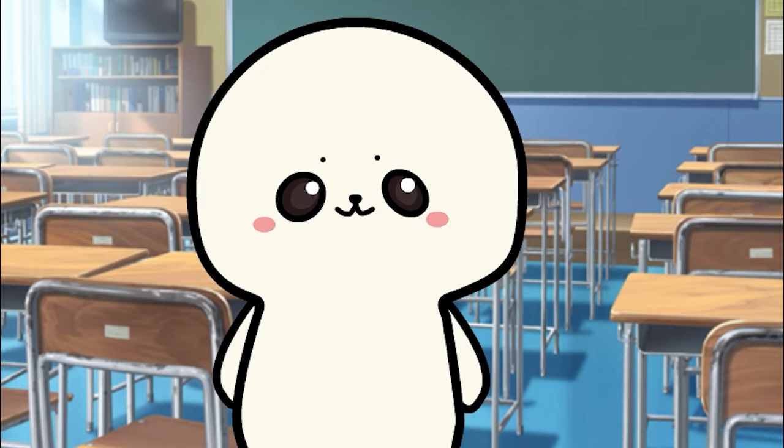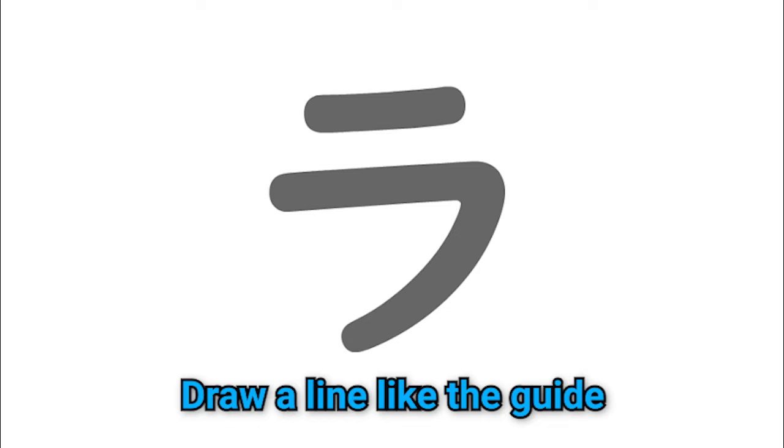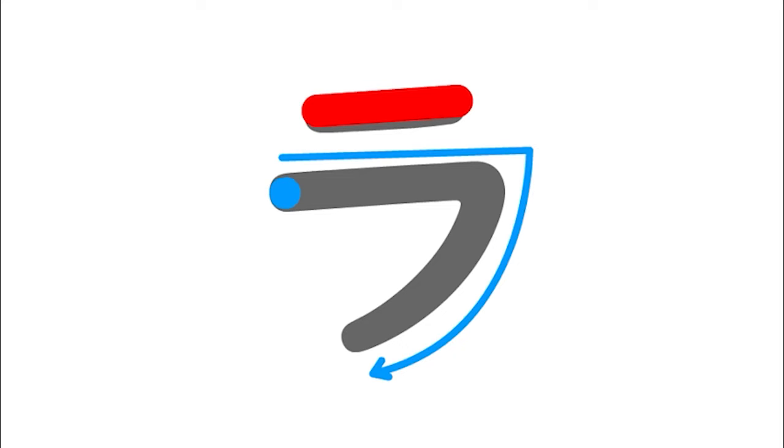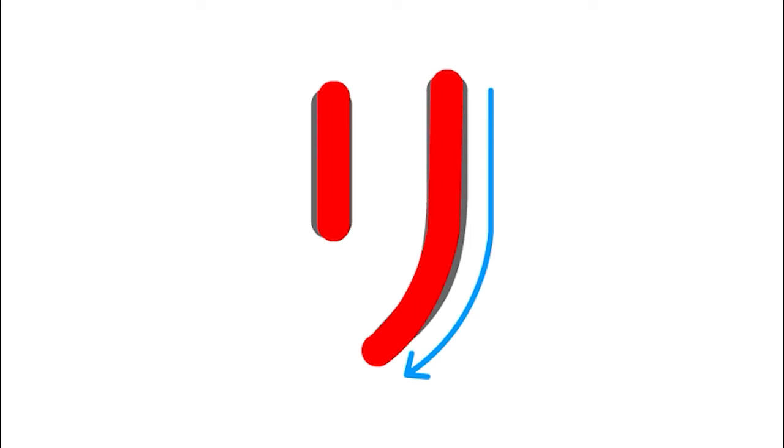Here's how to write them. Then let's follow the guide. Ra: first stroke, stop. Second stroke, finish with a fade stroke. Ri: first stroke, stop. Second stroke, finish with a fade stroke.